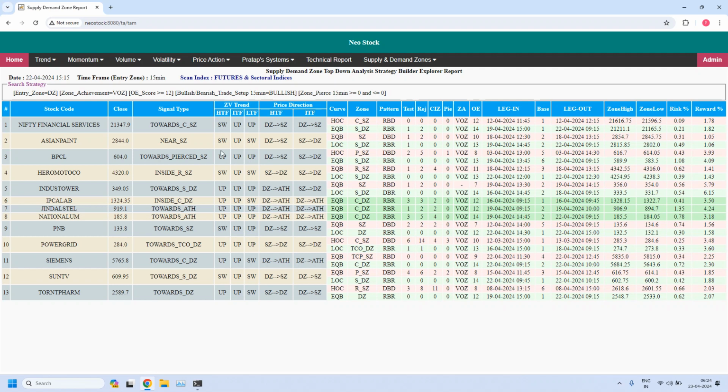And also they support the price direction as well. Okay, now anyway, this is the bullish trade setup as filtered by our software. Now let us generate the bearish trade setup.